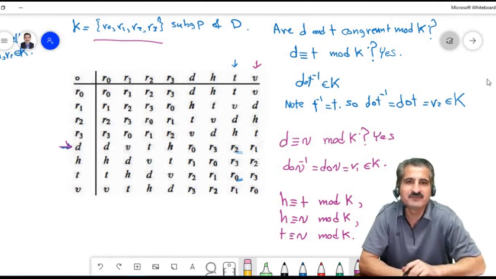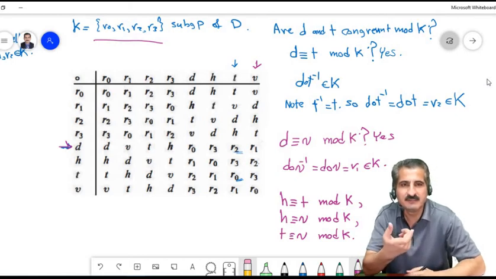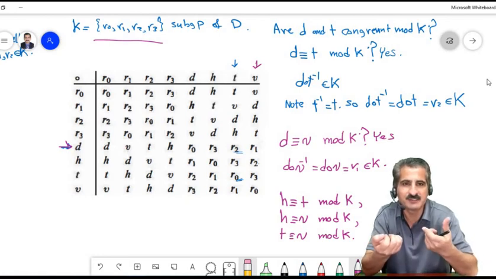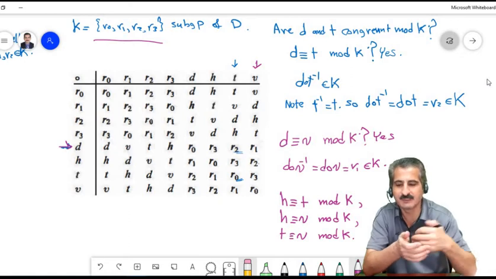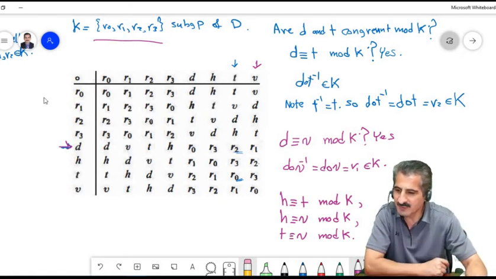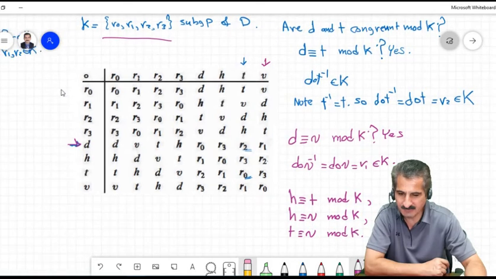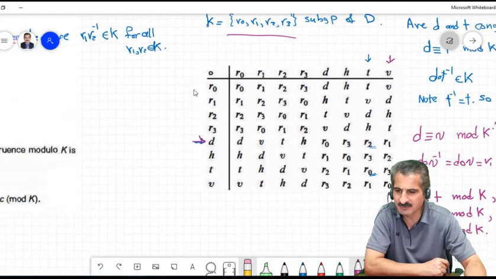So we have two sets of elements of D that are congruent. The elements of K, each two of them are congruent to each other, and the other elements H, D, T, V, each two of them are congruent to each other, and that will have a meaning for us within a while. So let's go back. We will use this. We will be back to it.